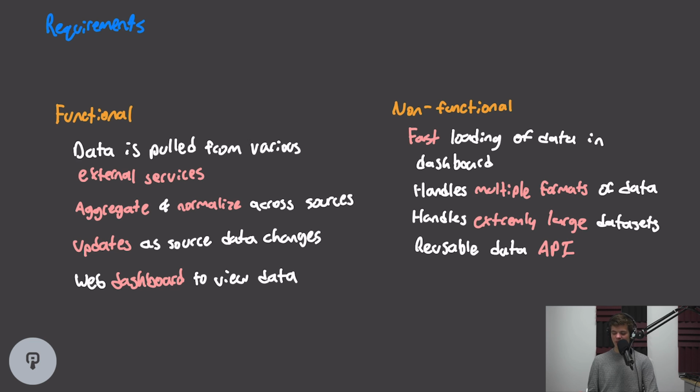We also want to make sure that we're able to handle multiple formats of data. So that could mean raster data, where we have a point for every latitude and longitude on the globe, or vector data, where our data consists of polygons and points spread across the world.